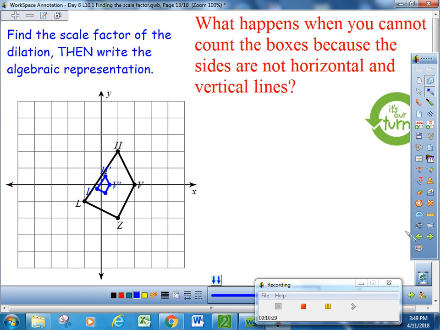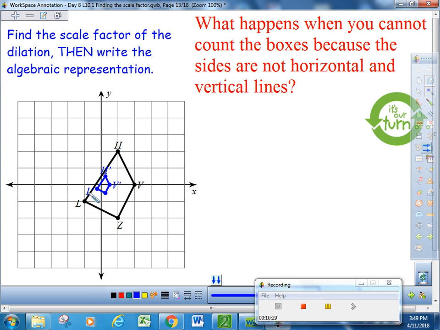All right, so now what happens if there's no horizontal or vertical sides? So what you're going to do is you're going to pick a vertex point. And I would tell you not to pick a vertex point that is on an axis line, because if you pick one that's on an axis line, then you have to pick 2. But if you don't pick one on the axis line, chances are you only need to pick 1.